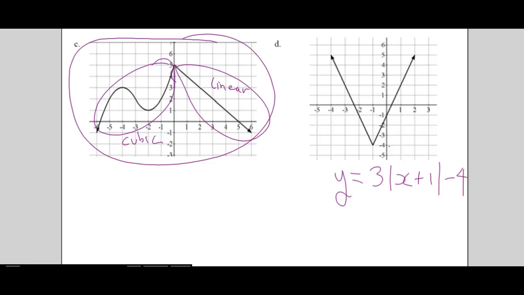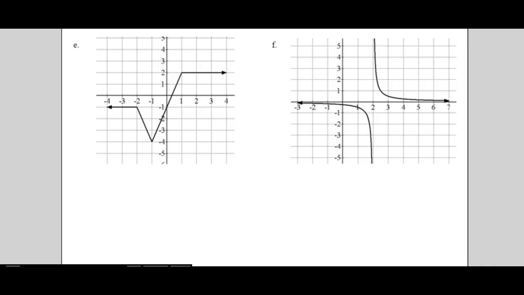Pretty soon you might be looking at this going, what? I remember that, or we never did that. You're going to look at that in another week and just go, oh, yeah, vertically stretched by a factor of 3, horizontally translated left 1, and vertically translated down 4. At least I hope you will. That's the goal.